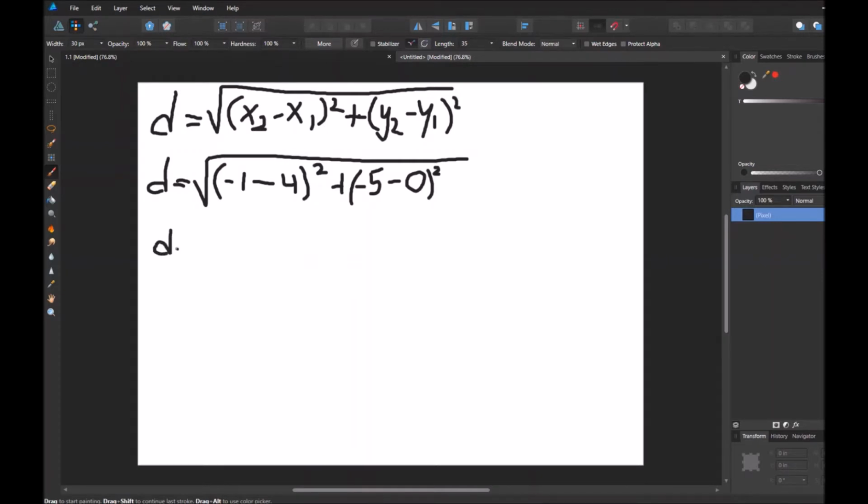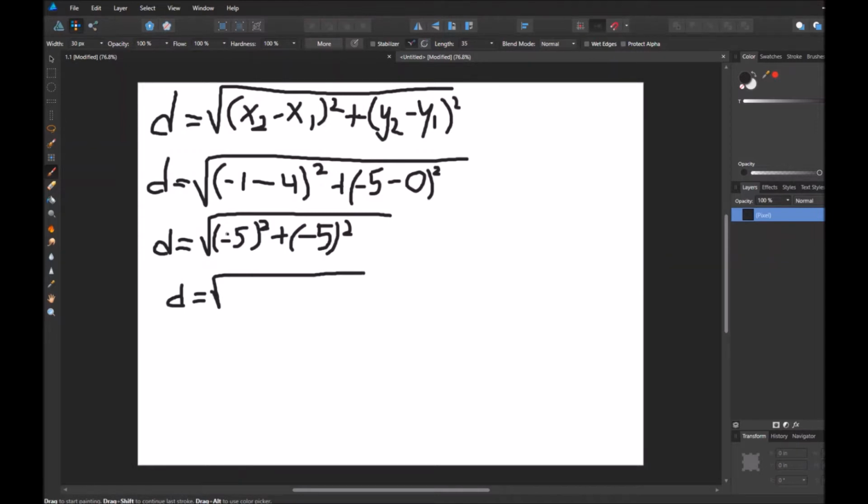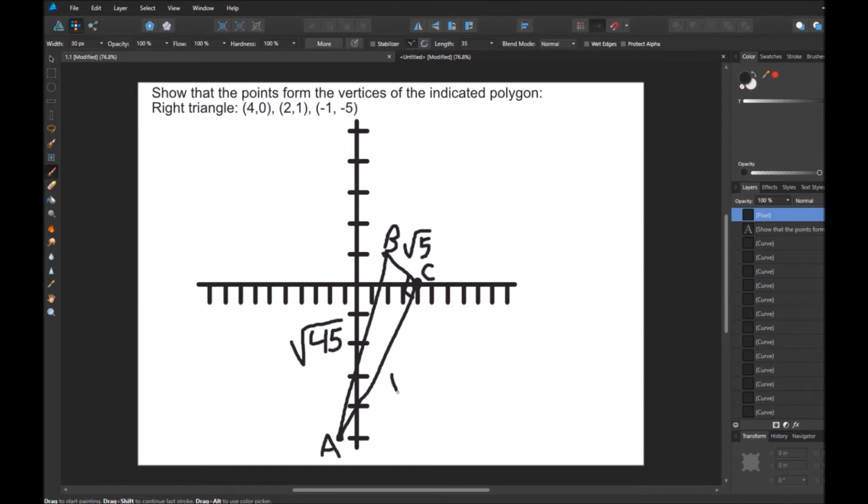So negative 1 minus 4 is negative 5. And then this would just be negative 5. So these are both getting squared. So we have negative 5 squared, which is 25, plus negative 5 squared, which is 25. And then we add those two together, and we get the square root of 50. And again, we're not going to simplify it, we're just going to leave it as the root of 50.